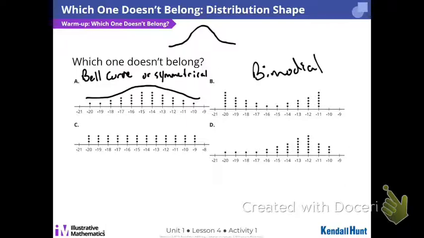And then C, this one's pretty fun. Uniform. Because uniform means they're all the same. Now what happens if there was an extra one right here? It's a root word. I think we might still call it uniform, because if we're looking at tons of data, it's like a trend, right?